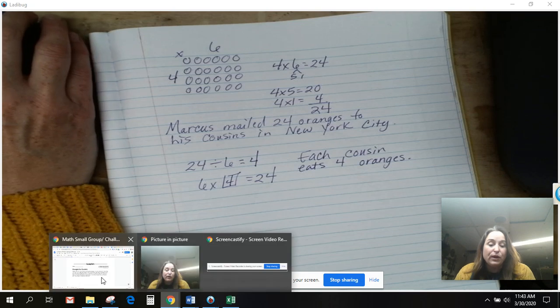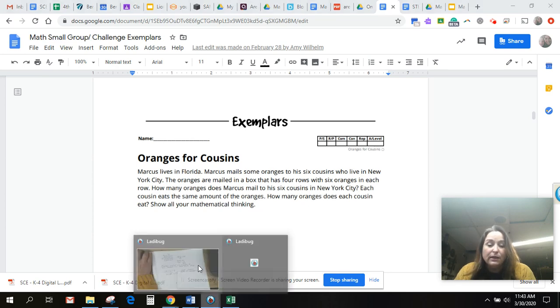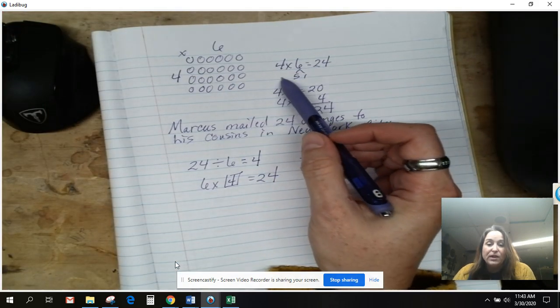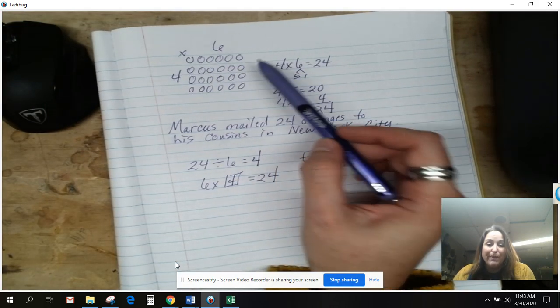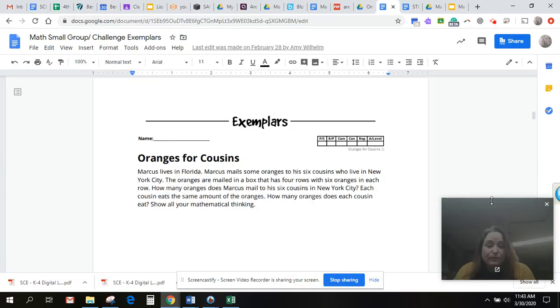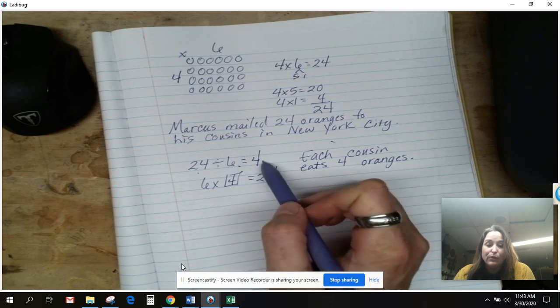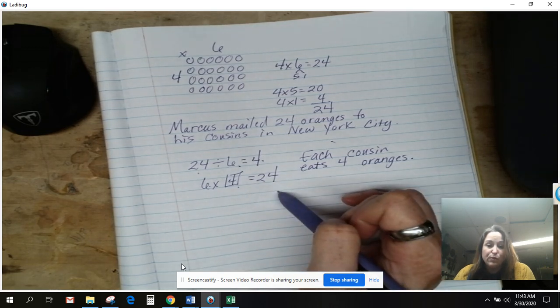So just to go back and revisit our question, it says Marcus lives in Florida. Marcus mails some oranges to his cousins who live in New York City. The oranges are mailed in a box that has 4 rows with 6 oranges in each row. How many oranges does Marcus mail to his 6 cousins in New York City? Looking at our problem, we know that 4 times 6 equals 24 with an array of 4 by 6. So he mails his cousins 24 oranges. Then it asks, each cousin eats the same amount of oranges. How many oranges does each cousin eat? So we've got 24 oranges divided by the 6 cousins equaling 4, because we know 6 times 4 equals 24.